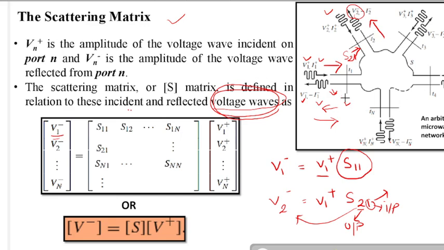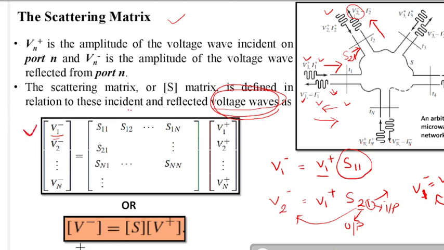Similarly, all other ports can be related with effect of voltage by this matrix. So if I say now, let's say V3, we'll say V1 minus when the voltage is applied here. So how can that be written? That is the voltage applied here, that is V3 plus into S3, sorry, S13. So here 3 is the input and 1 is the port in which we are going to measure the output voltage. Like this the matrix is done.